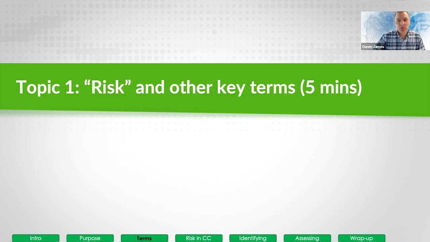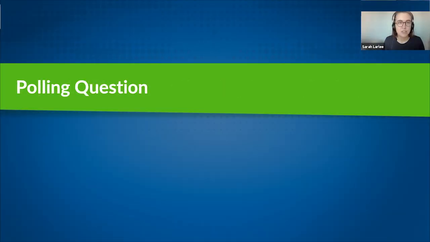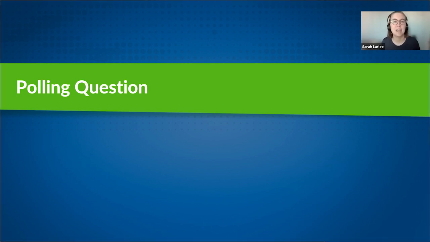So risk is something that we all deal with in our everyday lives. Every time we cross the street or get into a car, we're making a risk-based decision. So if we're all doing it, what terms do you know to understand risk? So we're going to go into a polling question here. So we talk about risks all the time in our day-to-day lives. So we'd like to know what some of the key terms that you know are.